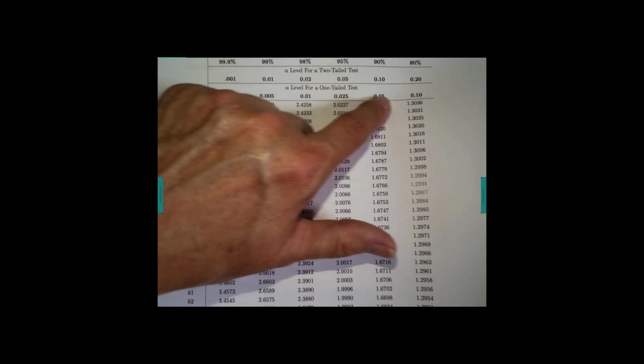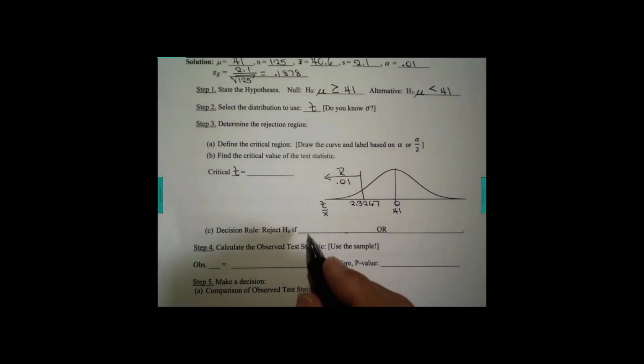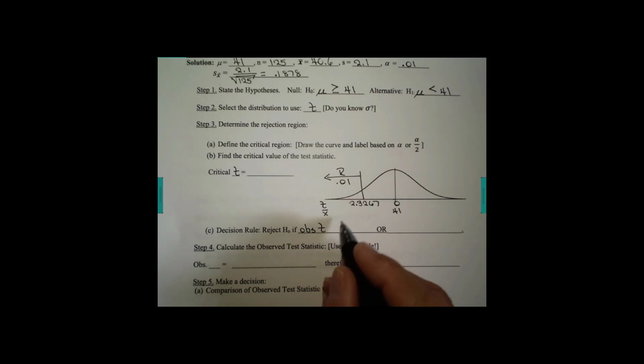And I'm going to look at the area, because this is a one-tailed test. I'm always going to use this one-tailed test column, actually. And I'm going to come down underneath it and go all the way to the bottom. And I come up with my t-score, 2.3267. So let's write down the decision rule, just like we did. We're going to reject the null if the observed value for, and this time it's not z, it's t, is less than, this is a negative, by the way, negative 2.3267.